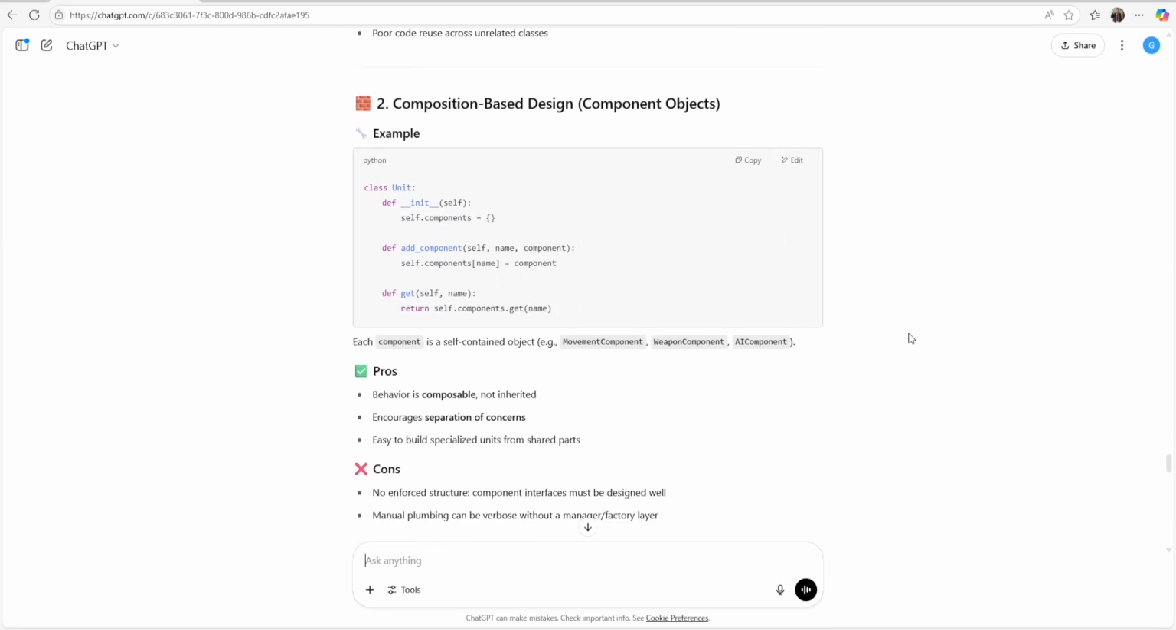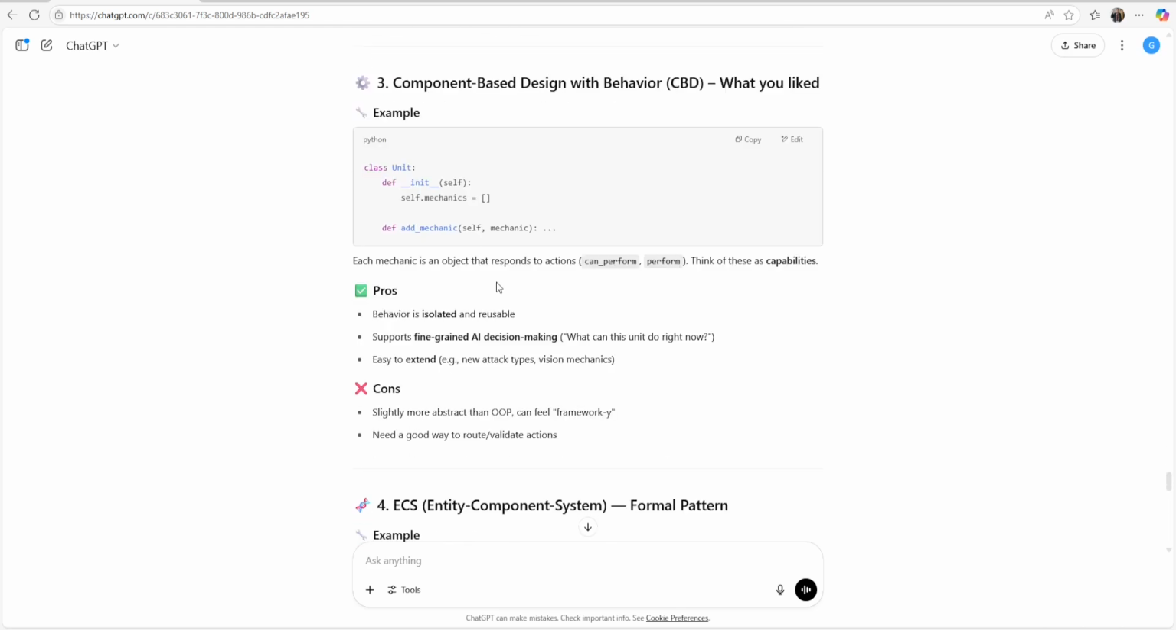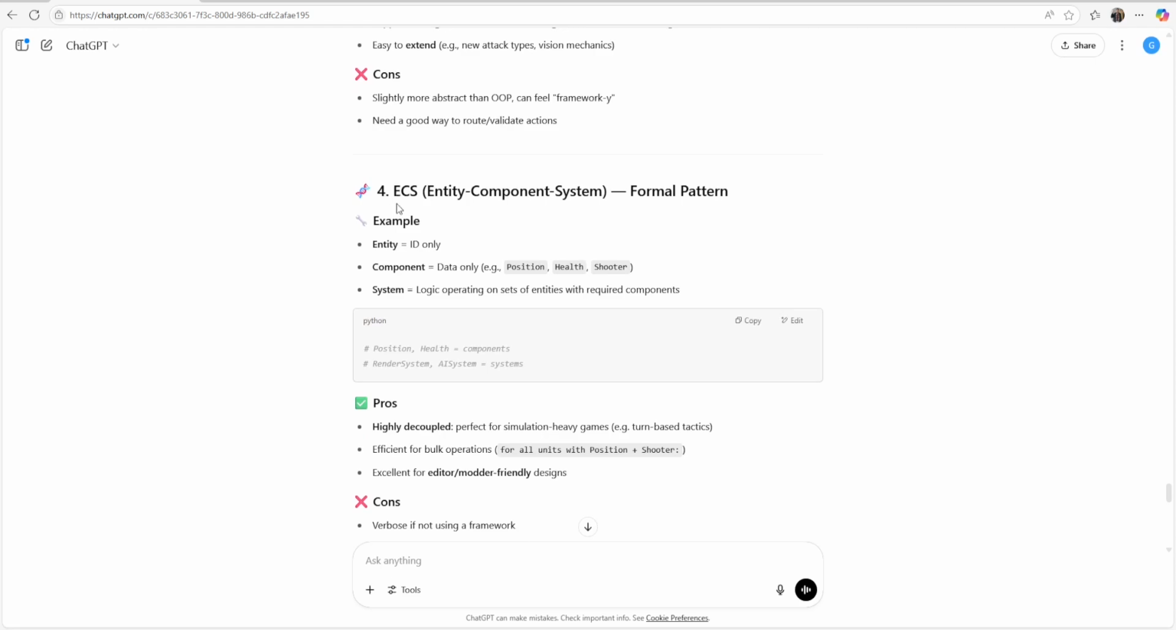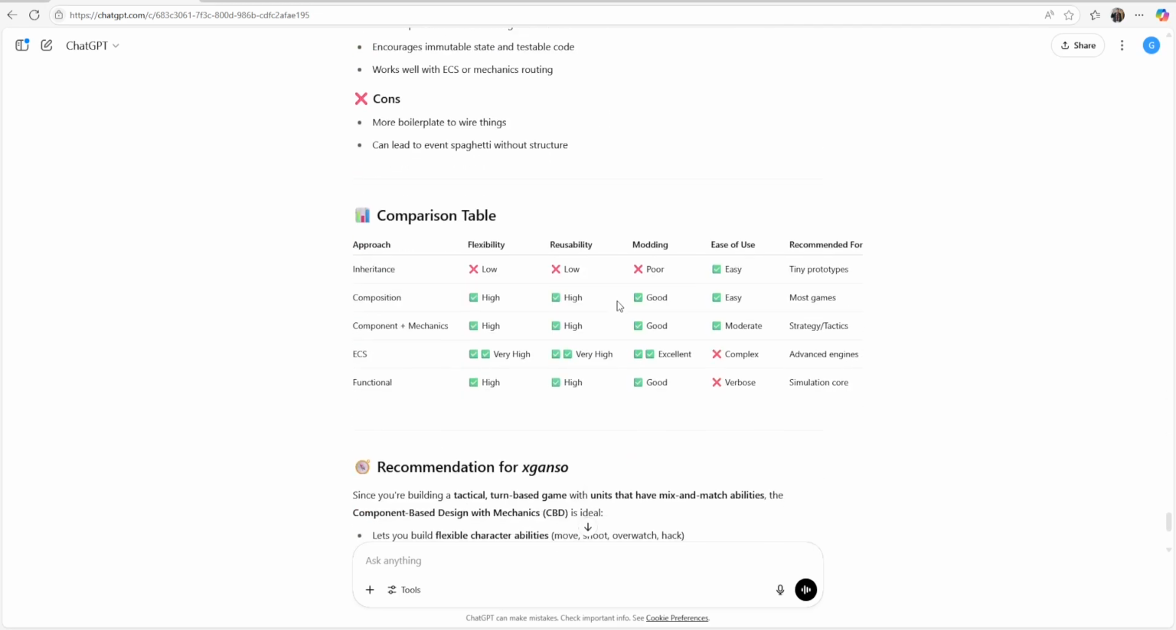The second one is composition. Basically, each unit has components and then you just get the component. See here, remember that I like this one. I don't quite understand. Okay, add mechanic. Okay. And ECS, this is more data-driven. Okay, we have a functional, event-driven one also.